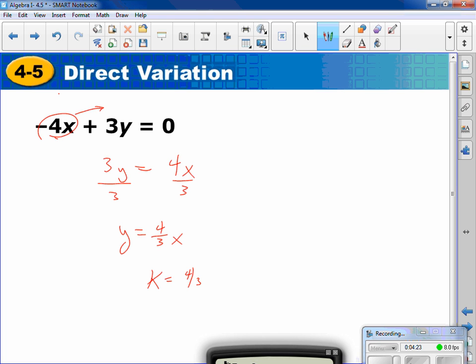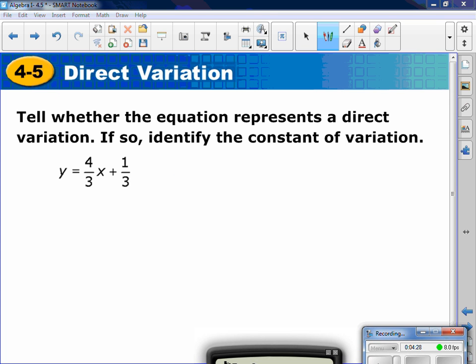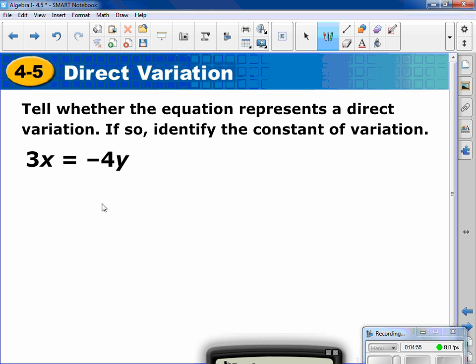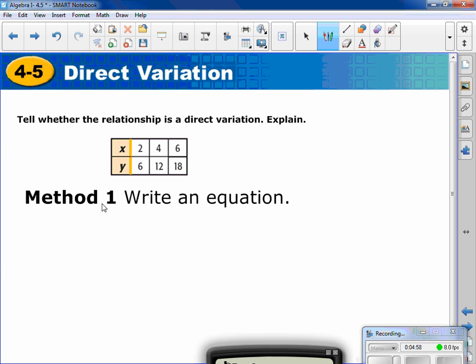This one here, y equals 4/3 x plus 1/3. Is this a direct variation problem? Is it in the form of y equals kx? It can only be y equals something x. Because this piece is right here, it's not a direct variation problem. All right, seems like you're getting the idea of it.